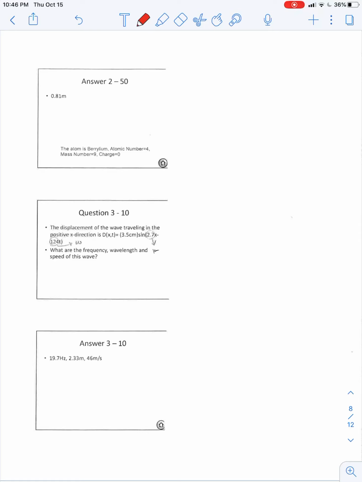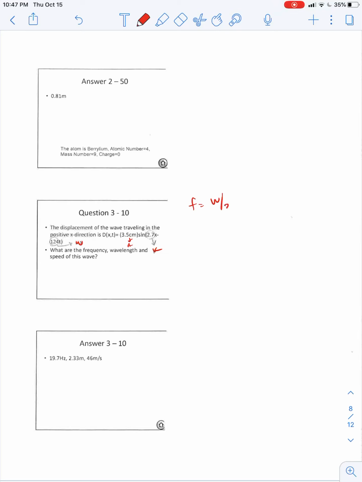All right, so this says that the displacement of the wave traveling in the positive x direction gives the displacement equation. It says what's the frequency, wavelength, and speed of this wave. So this, of course, is the A. This is the K right here. This is the angular frequency.